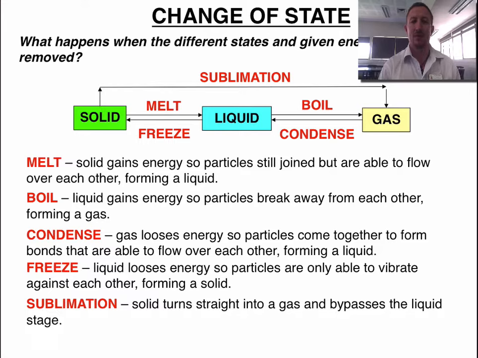So, the 5 things that you need to know. Melting is where you gain enough energy to change from solid to liquid. Boiling, when you gain enough energy to change the liquid into a gas. Condensing, where you lose energy and you change from a gas to a liquid. And freezing, where you again lose more energy and you change from a liquid state to a solid.